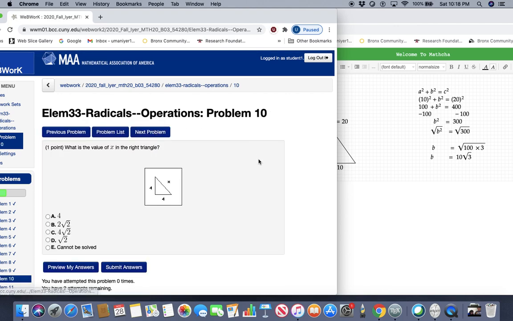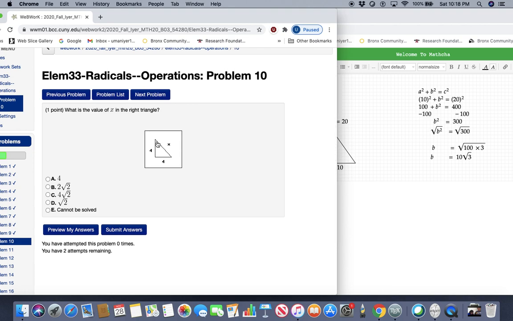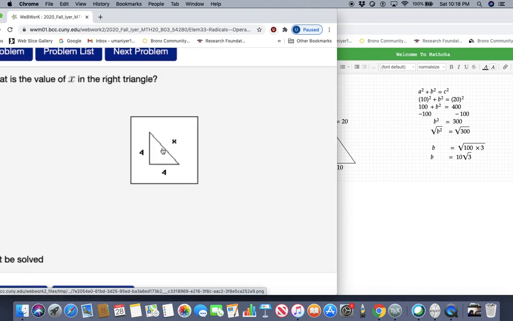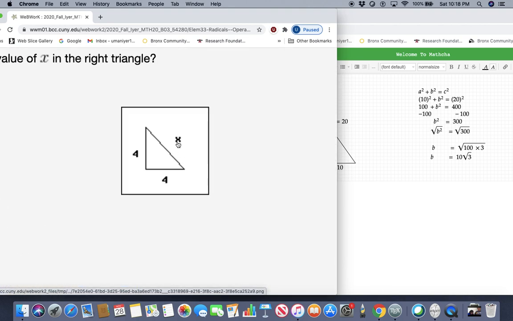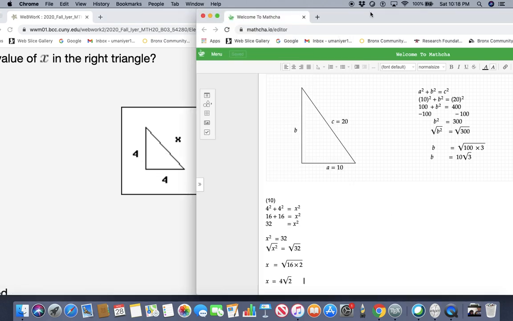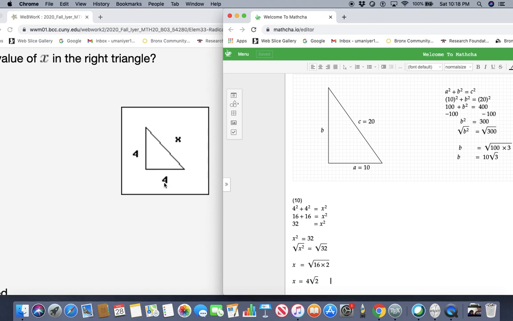Next. What is the value of x in this right triangle? Notice x is here, 4 is here, 4 is here. So if you see, we are looking at Pythagorean theorem. 4 squared plus 4 squared is x squared. 4 squared is 16, 4 squared is 16. That is x squared. 16 plus 16 is 32.